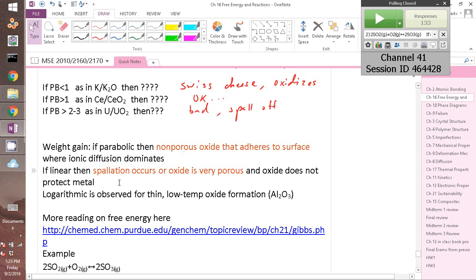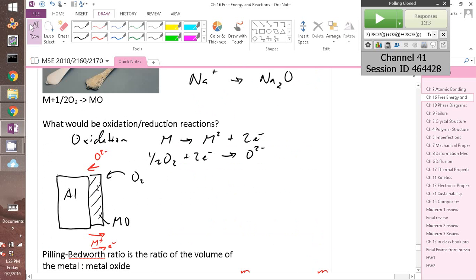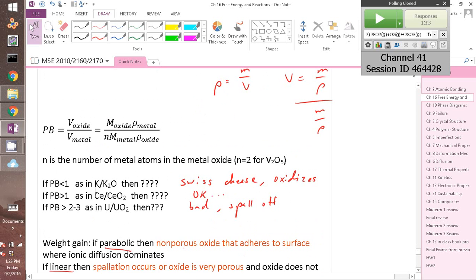So if you plot weight gain against time, if you could measure this, you'll find that there's different time dependence. There's parabolic, there's linear, and there's logarithmic. And basically the rate at which it grows tells you something about the mechanism of oxide growth. If it's parabolic, then it's probably a non-porous oxide that adheres to the surface. Therefore, ions have to just diffuse through this layer, and we said that's really slow for things like alumina. Okay? So that's going to be parabolic.